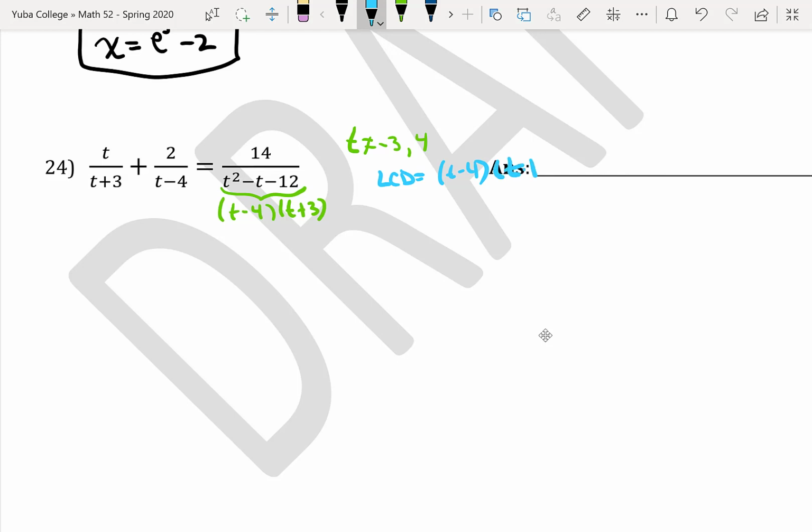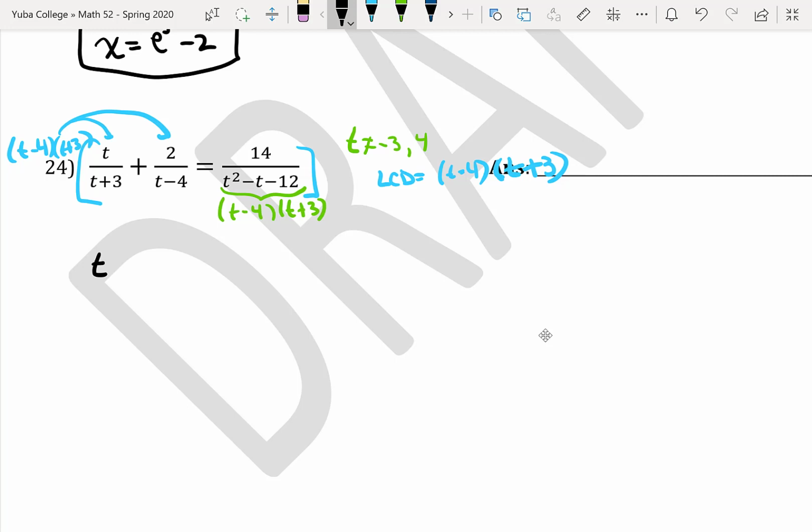So we have to distribute that to each term inside on the left. When we distribute that, the t plus 3 is going to cancel for the first grouping, and we're going to be left with the quantity t minus 4. Plus, when we distribute it to the second grouping, the t minus 4's cancel, and you're left with a 2 all times the quantity t plus 3.